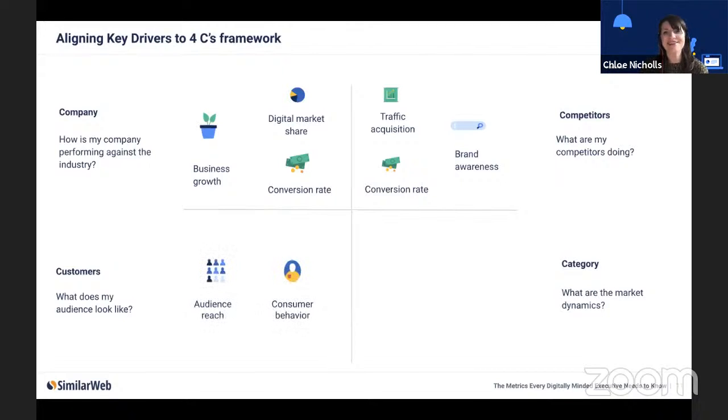For customers, it's again looking at that audience reach and that consumer behavior. And then finally, for category, we have increasing your digital market share and market expansion. So this is a bit of a framework that we find is really helpful for our customers when we're taking them through. And what we'll do for the rest of the masterclass is actually give you specific examples of how we use Similarweb and our data to actually bring these key drivers to life.